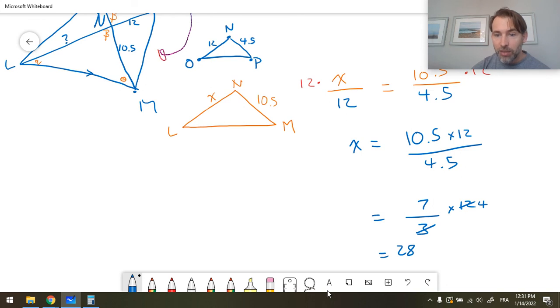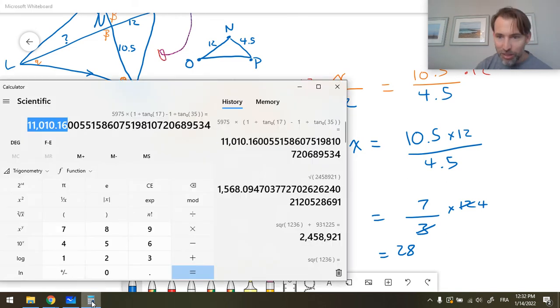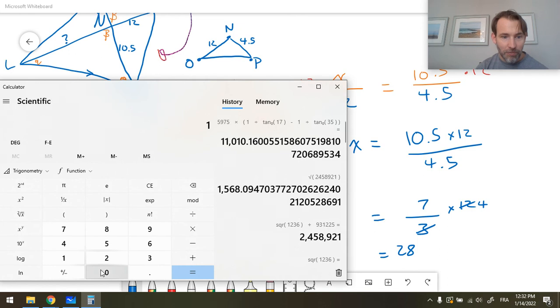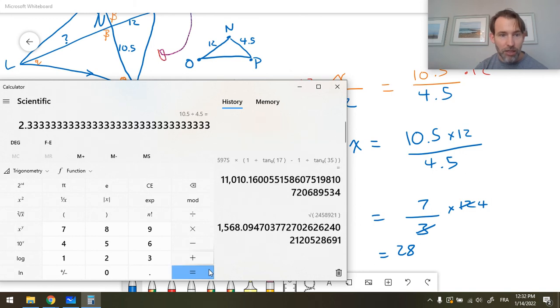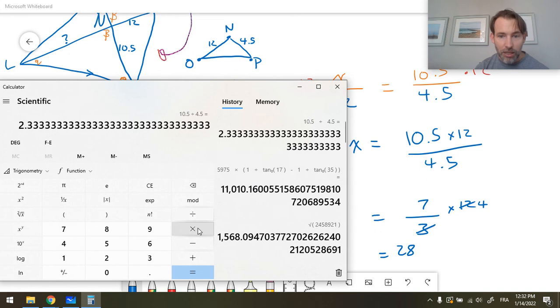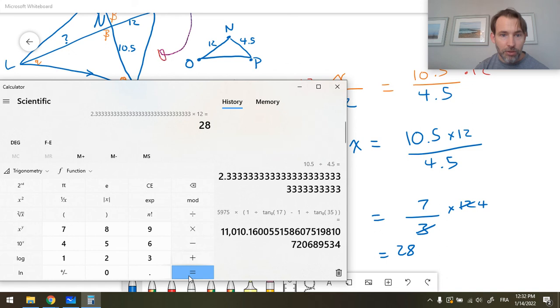Okay, if you don't believe me with my fancy mental math, yes, you can do this on a calculator, but you don't have to. You can do it with mental math. You do it this way: 10.5 divided by 4.5 will equal 7 over 3. That's 7 over 3 times 12 equals 28. There you go. So let's put in 28 into Delta Math.